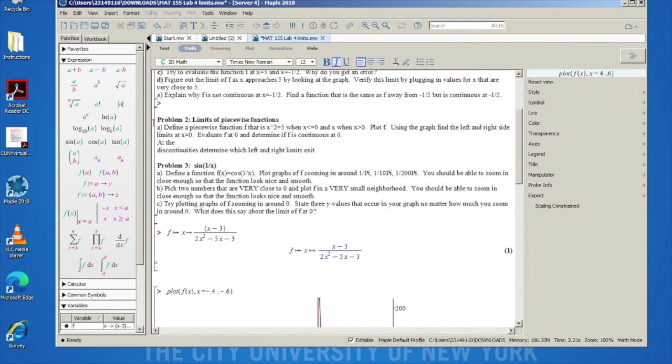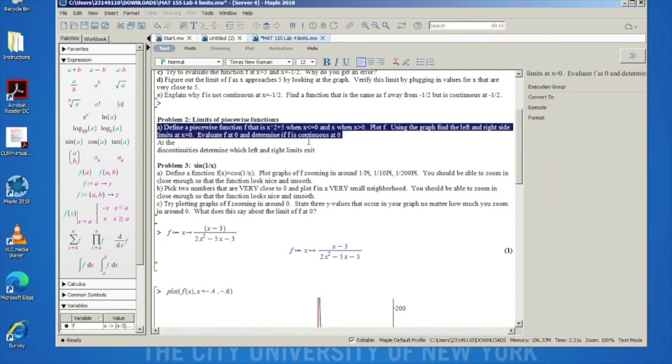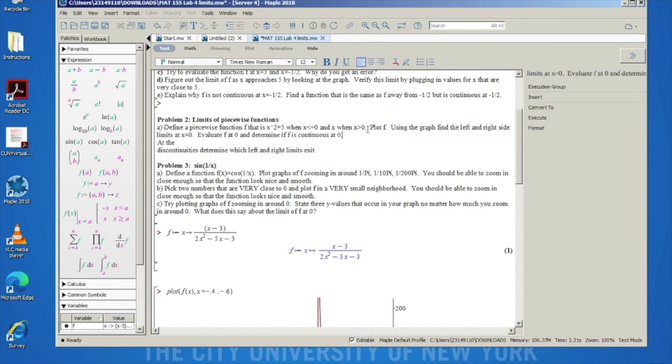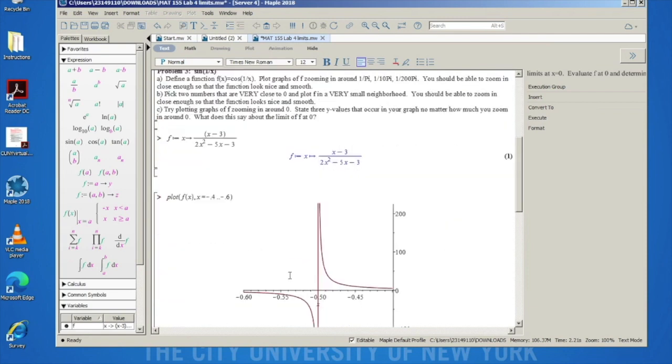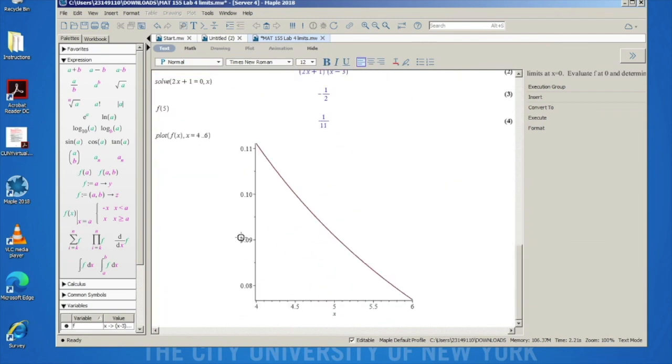Now, on to problem number 2. For problem number 2, we have to define a piecewise function f that is x squared plus 5 whenever x is less than or equal to 0, and x whenever x is strictly greater than 0. I want you to plot f, and then using the graph, find the left-hand and right-hand side limits at x equals 0. Finally, evaluate f at 0 and determine if f is continuous at that point. And if there are discontinuities, then determine if the left and right-hand side limits exist.